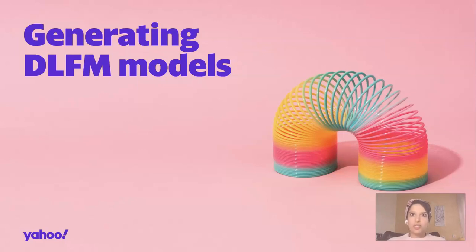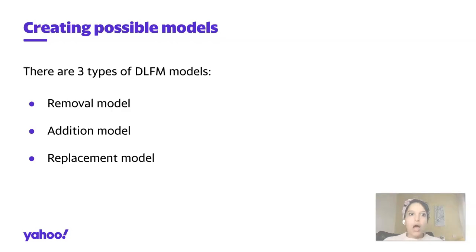Once we know which entries can be removed and which set of entries can be added, we can start generating DLFM models. How do we create possible models and test new user vector structures? At each tuning cycle, 3 potential DLFM model types are considered. Removal model, a model with at least 1 less entry, additional model, a model with at least 1 additional entry, and replacement model, a model that extends the size of 1 or more features at the expense of others.